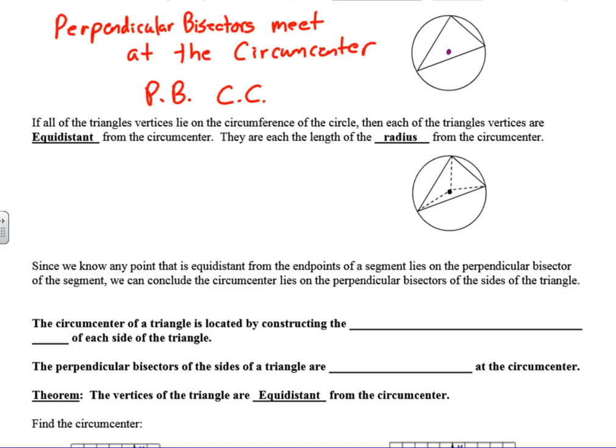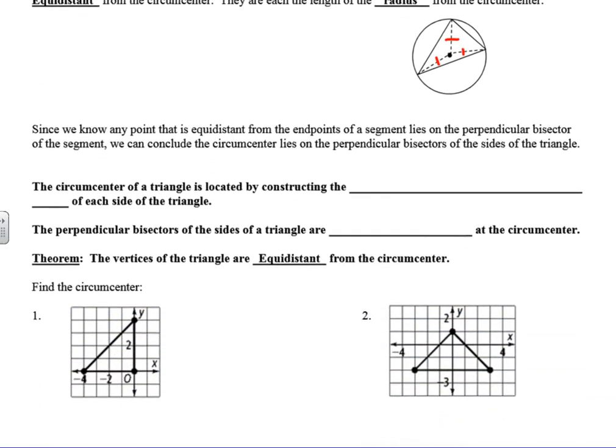So as you look at this picture here, what we're saying is all three of those segments are going to be the same length because they're all radius of this circle that we know here. So since we know any point that is equidistant from the endpoints of a segment lies on the perpendicular bisector of the segment, we can conclude the circumcenter lies on the perpendicular bisector of the sides of a triangle.